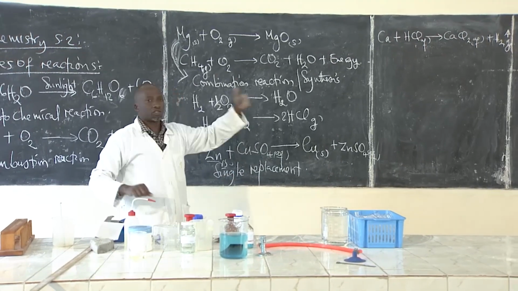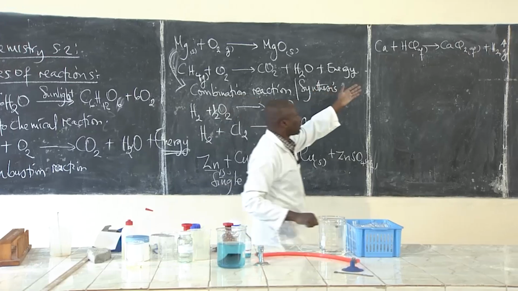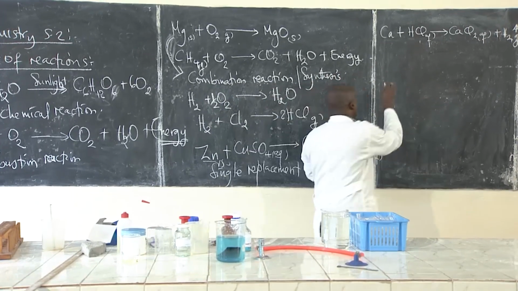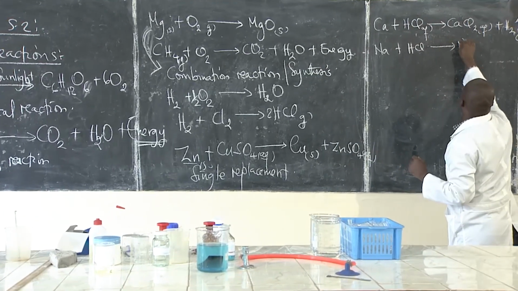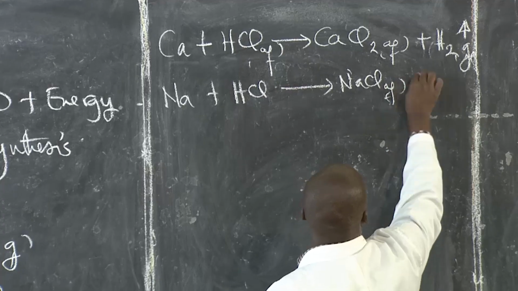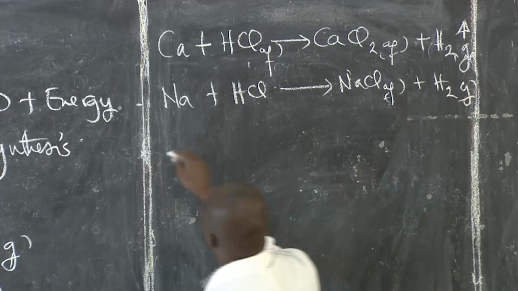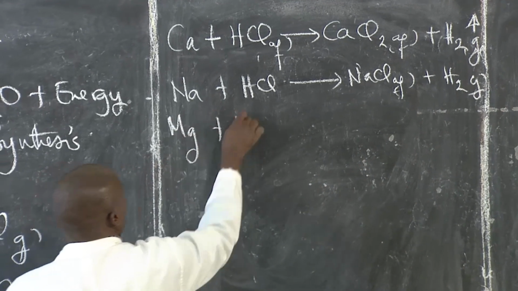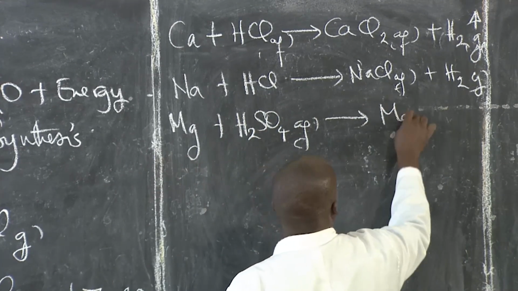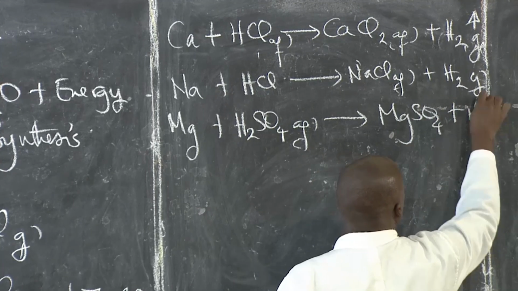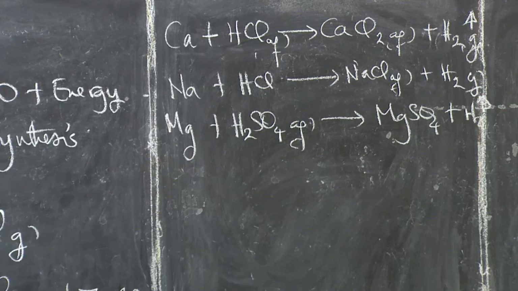You can also suggest other examples, not necessarily only this. For metals, you can have sodium with the HCl. This will be sodium chloride, or any other acid. Or you can have magnesium with sulfuric acid. This will form magnesium sulfate and hydrogen gas. So these are some of the examples of single replacement reactions. You can have as many other examples.